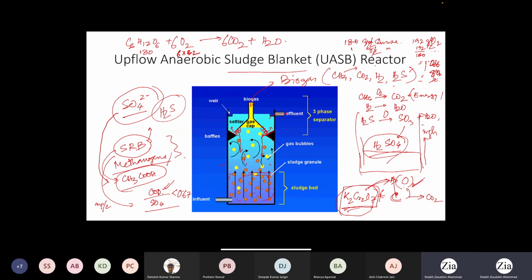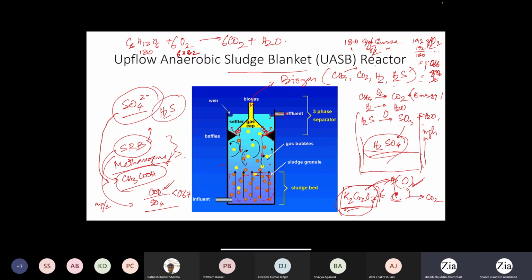And sulfate concentration you can measure using either a titrimetric method or an ion chromatograph, so you can get the absolute concentration of sulfate. Then you just take the ratio. If the ratio value comes greater than 6.67, then it will be dominated by methanogens, because that means COD is higher than the sulfate.